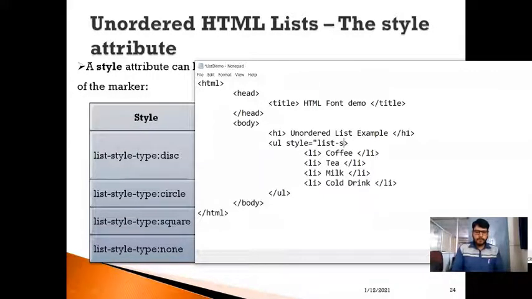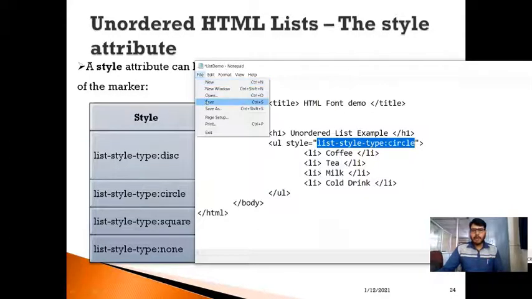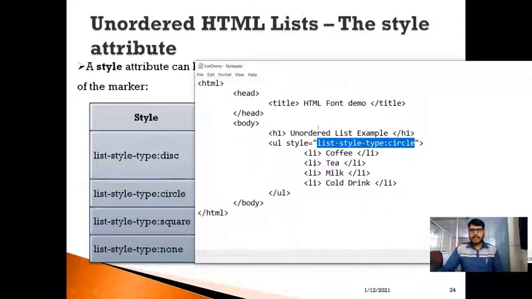And within this, how do I need to specify the value? list-style-type colon. So now how do I want to implement it? I need circle bullets here. So for that, I'm going to use the value circle. As you can observe, I'm going to use a style attribute, and I'm going to specify the value list-style-type colon circle. So now I need to click on the save option here to apply these changes for this particular document.